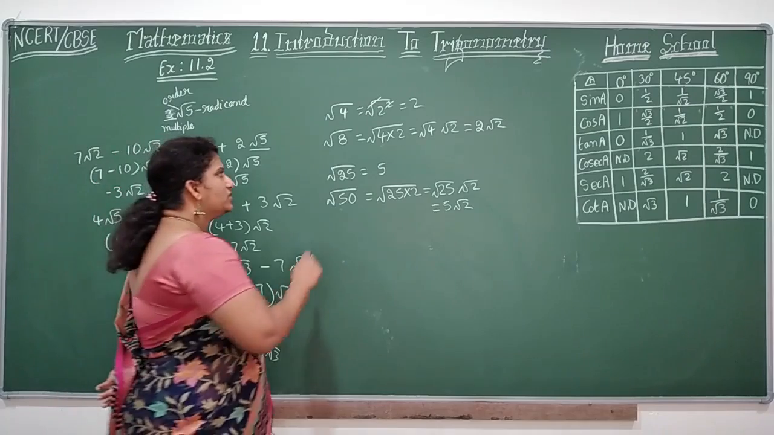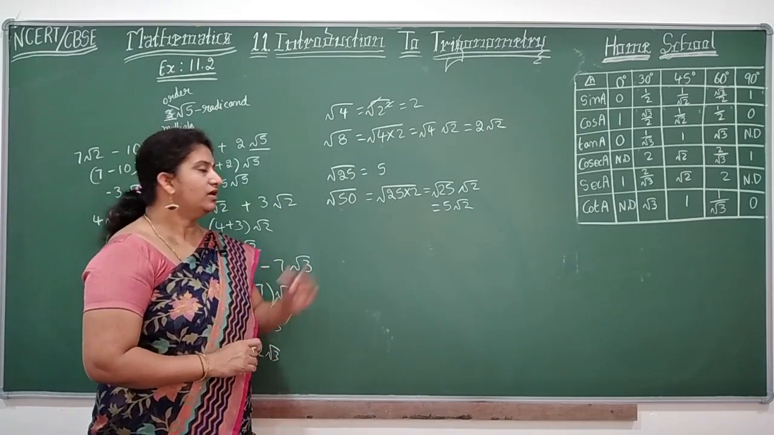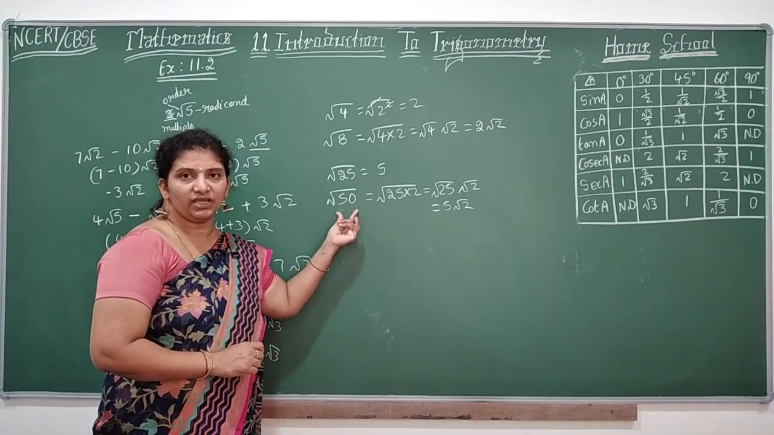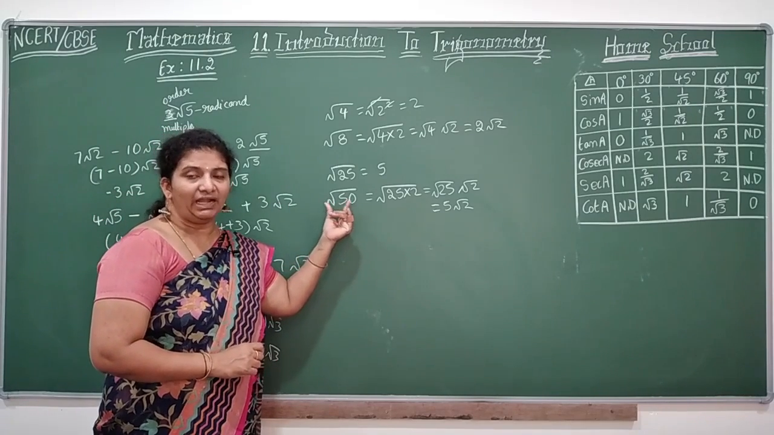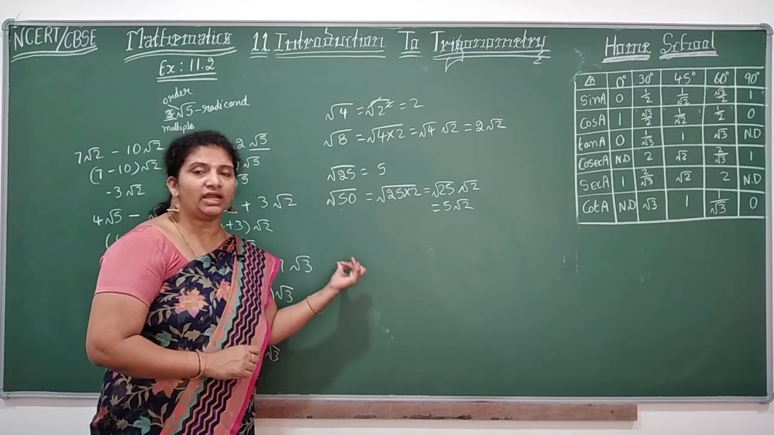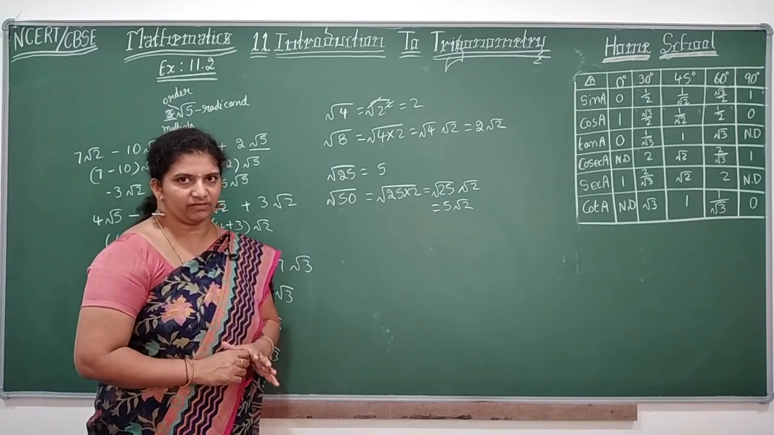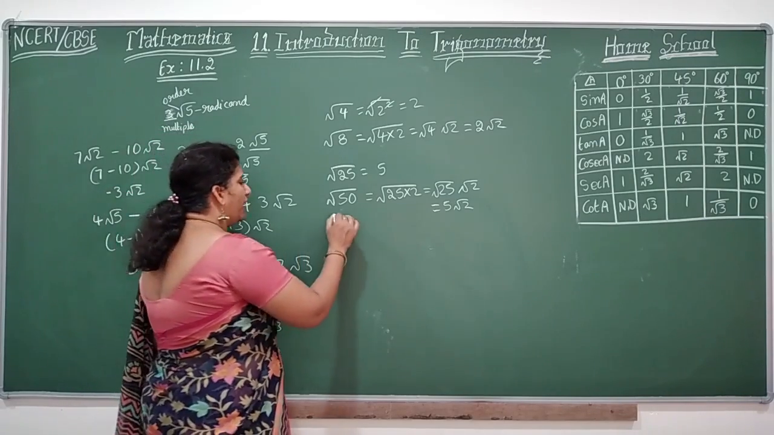So this is the way. How do you simplify a surd, children? We check whether it is a multiple of a perfect square or not. If it is not a multiple of a perfect square, you leave it; you cannot simplify further. Okay.